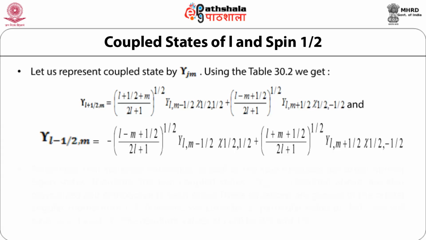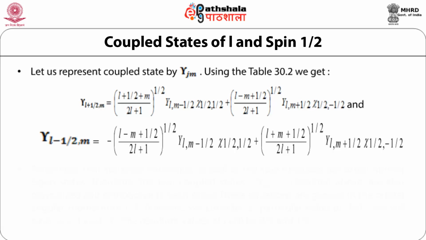Here again Y L m with different values of m and xi s ms with different values of s and ms are the spherical harmonics and the spin part that we are using, and the subscripts correspond to the value of L and ml for the spherical harmonic term, and the subscripts correspond to the spin term s and the magnetic spin term ms for the spin term.